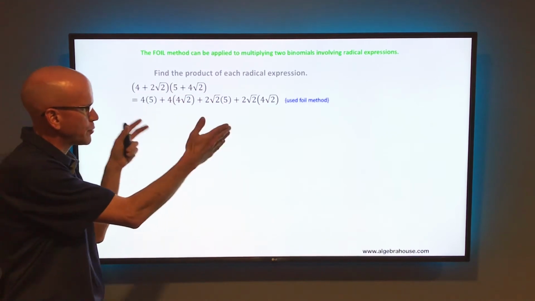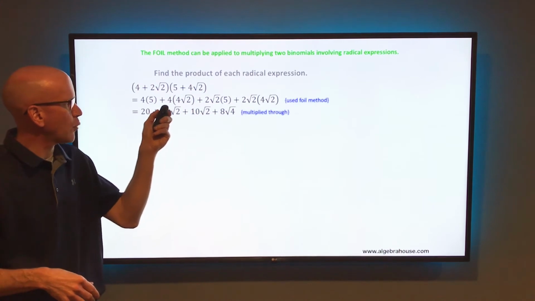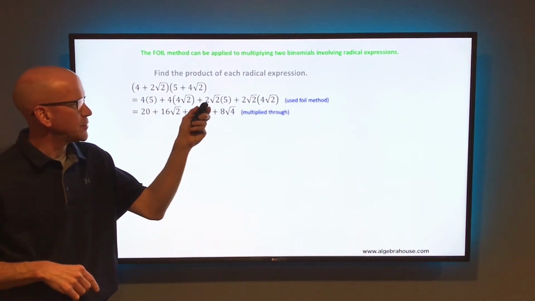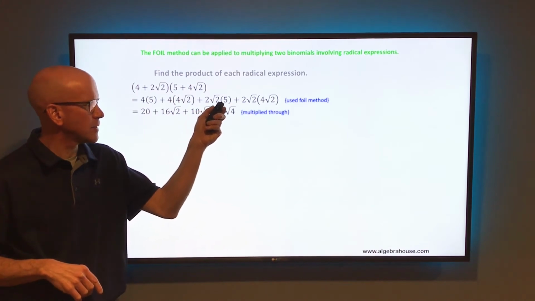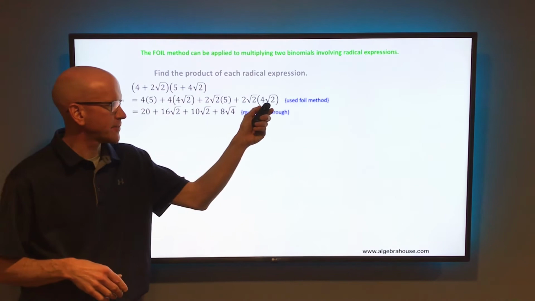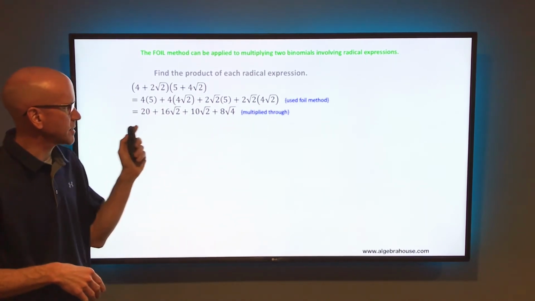Now, just multiply through that out front. 4 times 5, that's going to be 20. Then 4 times 4 square root of 2, that is 16 times the square root of 2. And then 2 square root of 2 times 5, that is 10 times the square root of 2. And then 2 square root of 2 times 4 square root of 2, that would be 8 times the square root of 4. Now, simplify this.